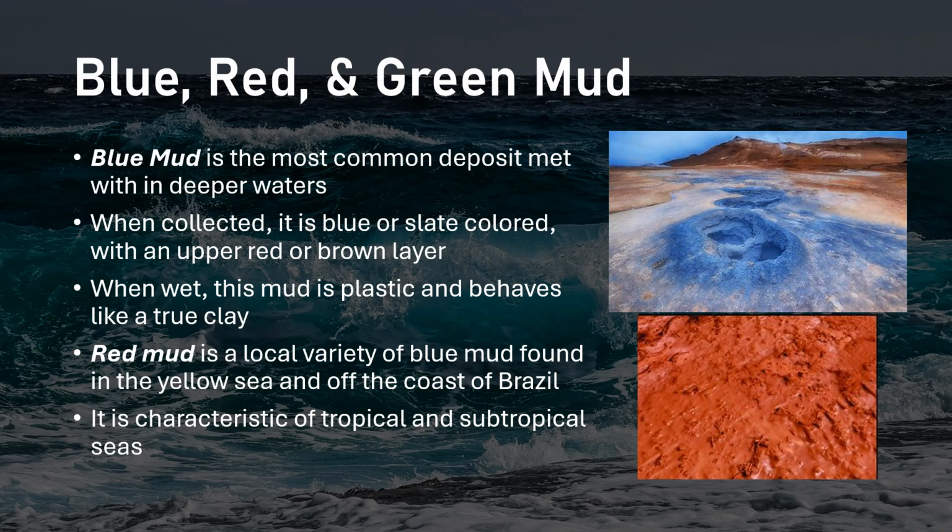Red mud is a local variety of blue mud found in the Yellow Sea and off the coast of Brazil, where great rivers bring down sediment from the land. It is characteristic of tropical and subtropical seas into which drain rivers traversing laterite areas. The red color is due to large quantities of aqueous matters, the coloring being due to iron oxide. Red mud is especially characteristic of the South American shelf.